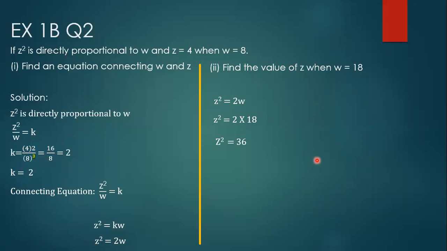Since we have to find the value of z only, you're going to take a square root on the other side. Whenever you find a square root, you get a value in positive and negative. So the value of z will be plus 6 or minus 6. Let's go to the third part.